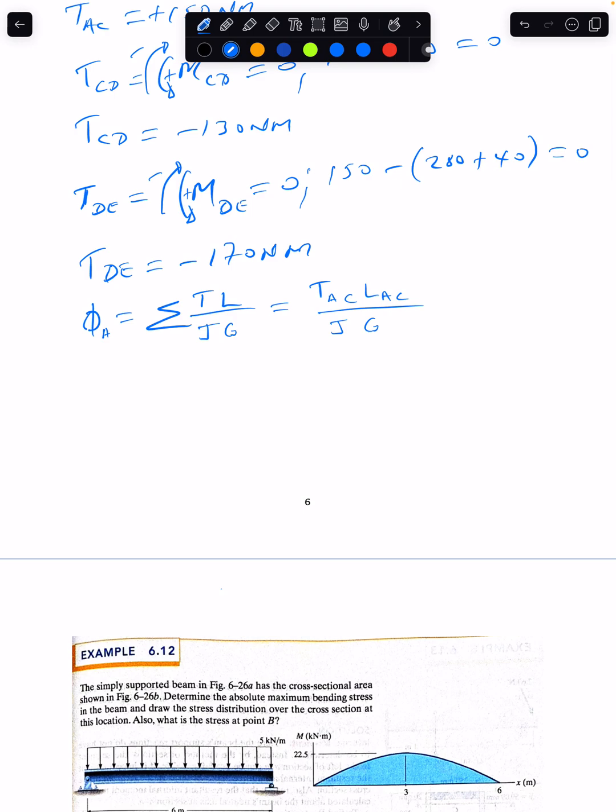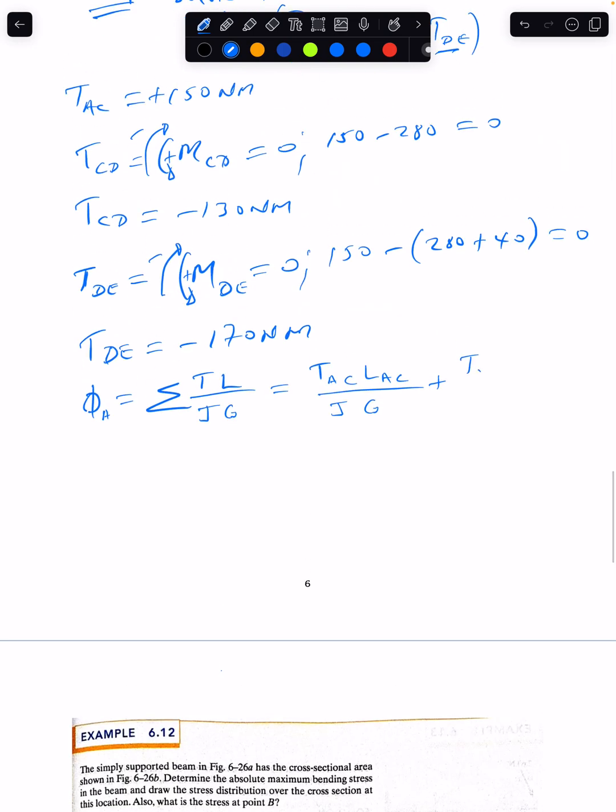That is a constant, plus torque at CD, length at CD over the polar moment times the modulus of elasticity. These are constant because the material has not changed, and therefore the value for polar moment and G remain the same, plus torque at DE, length at DE over polar moment and modulus of elasticity. Therefore, we substitute the values.